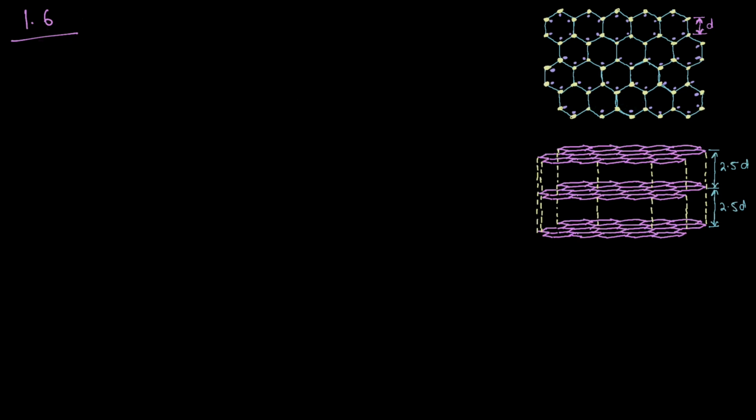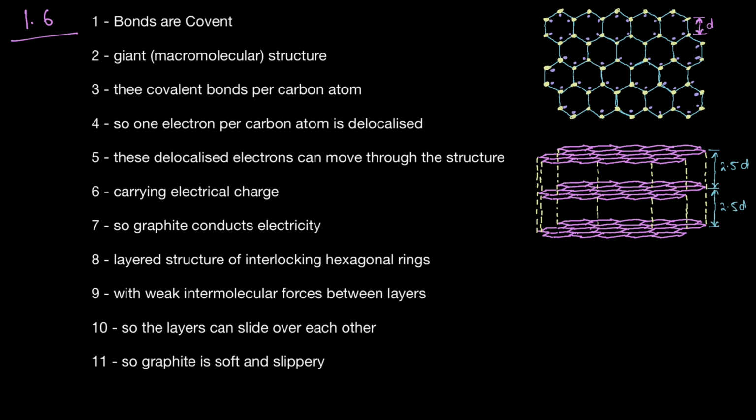Question 1.6. Figure 3 represents the structure of graphite. Explain why graphite is a good electrical conductor, soft and slippery. You should answer in terms of structure. Because this is 6 marks, you need at least 6 points. 1. The bonds are covalent. So this bond between carbon and carbon is covalent. 2. Giant molecular structure. As you can see, it expands into a big structure here.